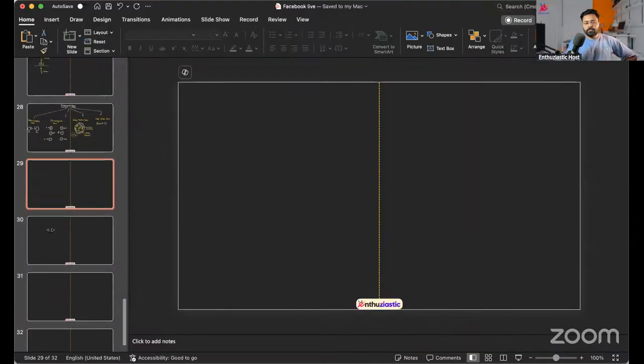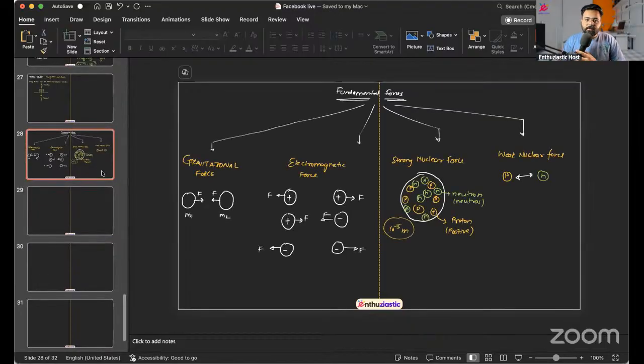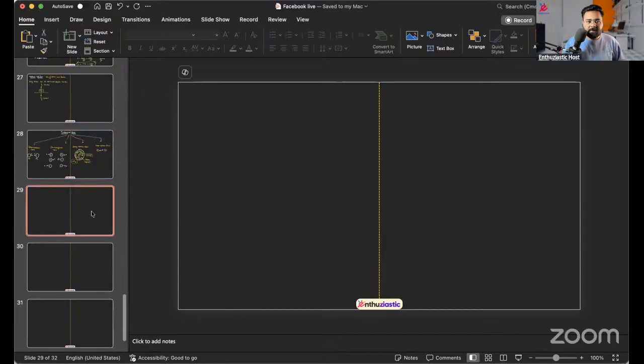All right, so let me quickly share my screen, and then today we will be talking about Newtonian forces. To give you a recap, in the last session we talked about the four fundamental forces of this universe, namely gravitational force, electromagnetic force, strong nuclear force, and weak nuclear force. In this session, we are going to talk about the forces that are present in Newtonian mechanics. So, without any delay, let us begin.